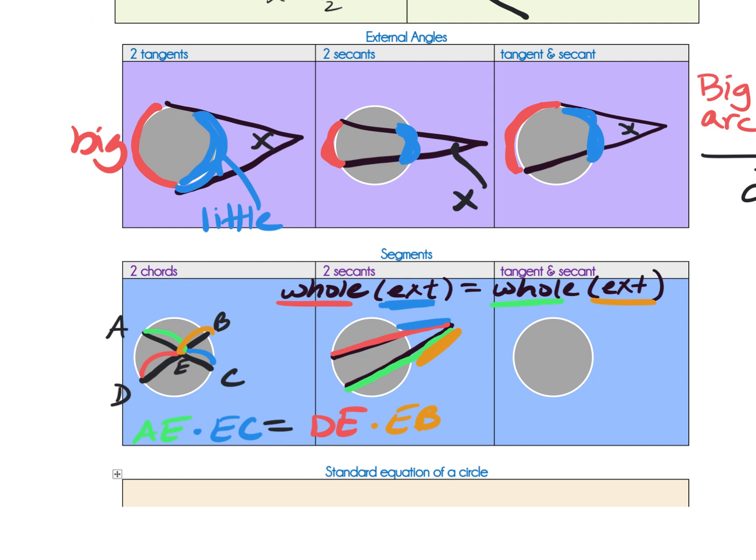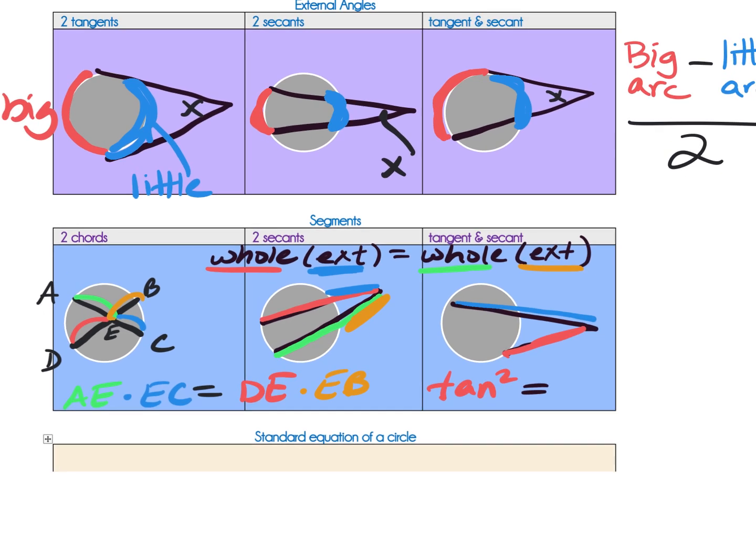And then the last one is a tangent and a secant. So here's my secant. There's my tangent. So this one is going to be tangent squared is equal to whole times external.